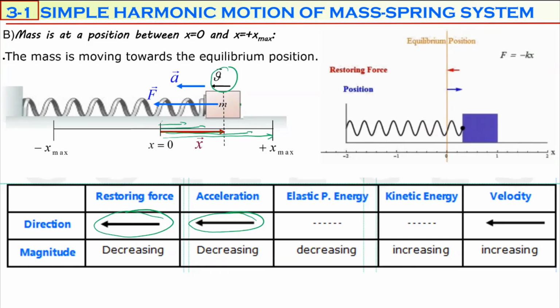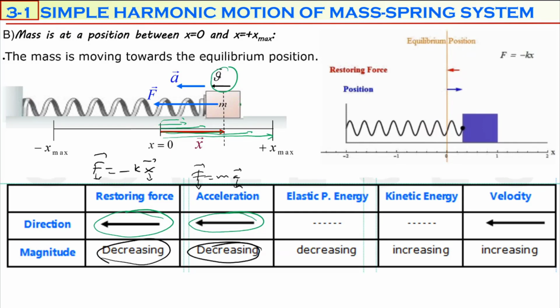So x is getting smaller and smaller. And the stretching gets smaller and smaller as the object is moving to the left. That's why, according to the restoring force equation, F is equal to negative kx, as x gets smaller, restoring force also gets smaller. So restoring force will be decreasing as the object is moving towards the equilibrium position. And according to the second law of motion, force and acceleration change together. If restoring force is decreasing, acceleration is also decreasing.